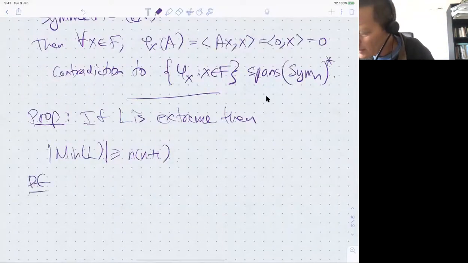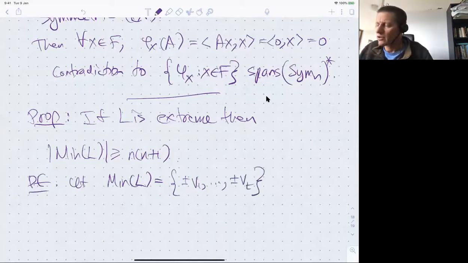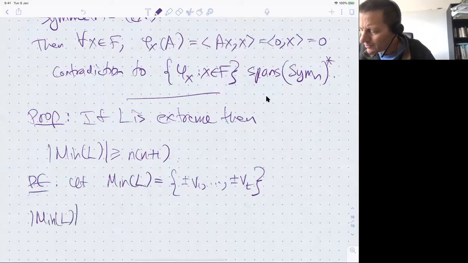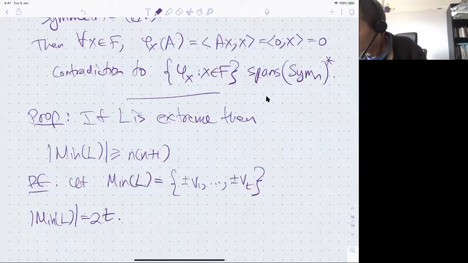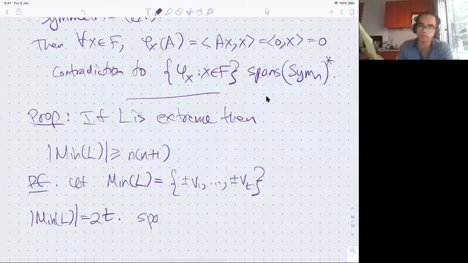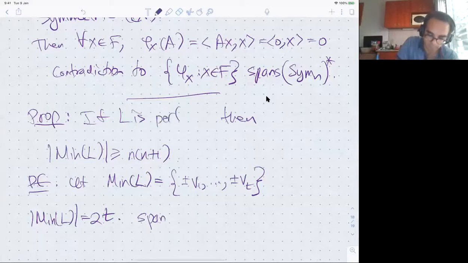And the proof: let min L be plus or minus V1, plus or minus Vt for some t. So the number of elements in the minimizer is always an even number because every vector comes with its minus, and the span. So here L is perfect. I'm sorry, L is perfect. Thank you. Yeah, thanks.